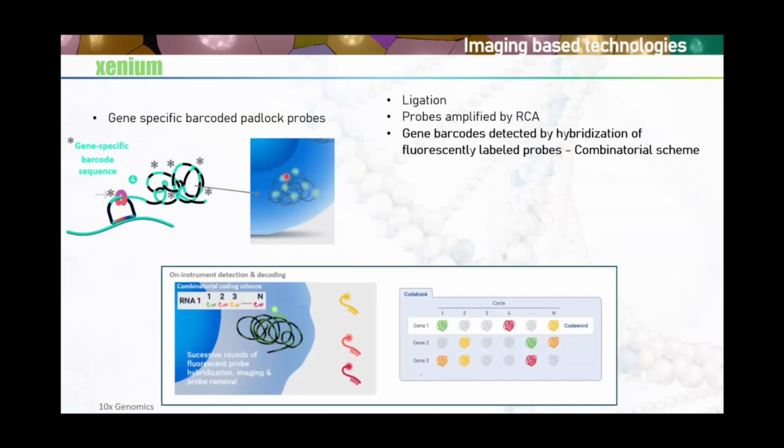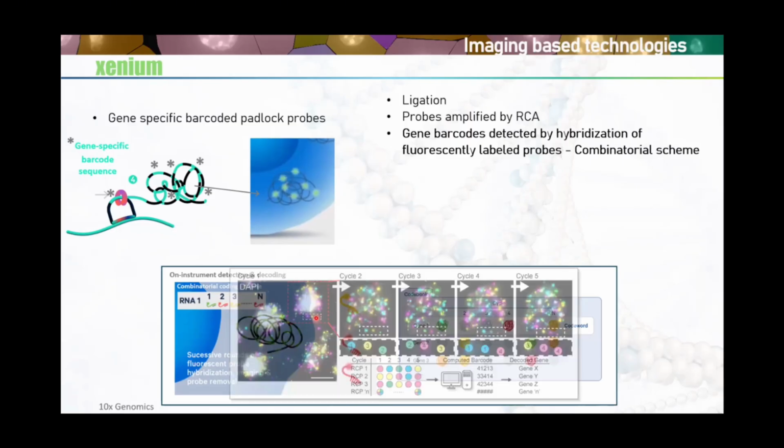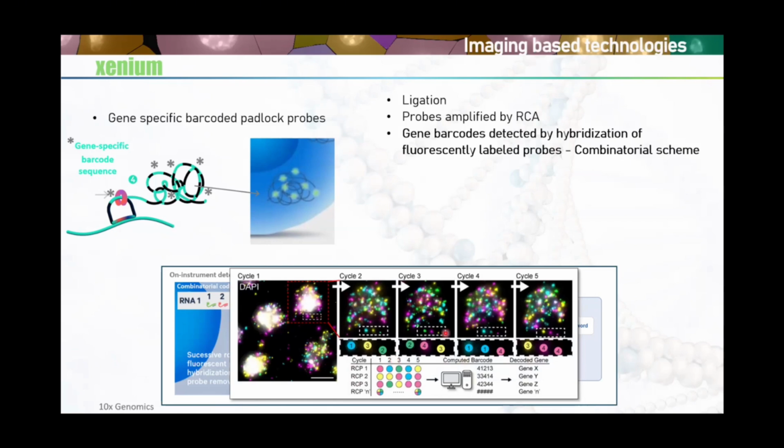And as I explained before, it's not that each gene will be imaged one by one, but there is a combinatorial approach. And let me show you maybe this image that is nice to have it more visual.